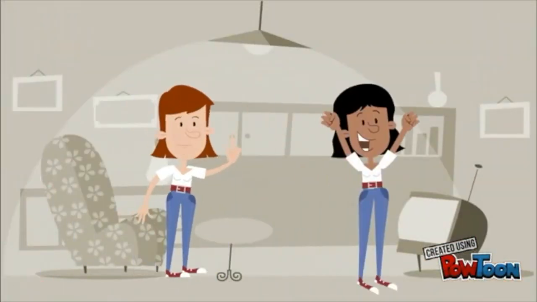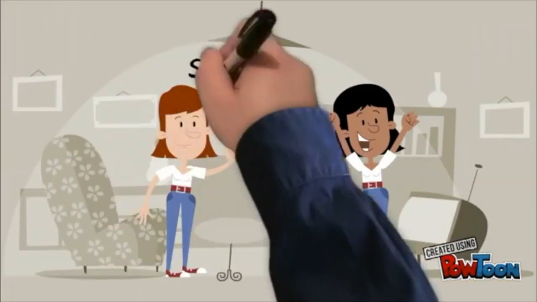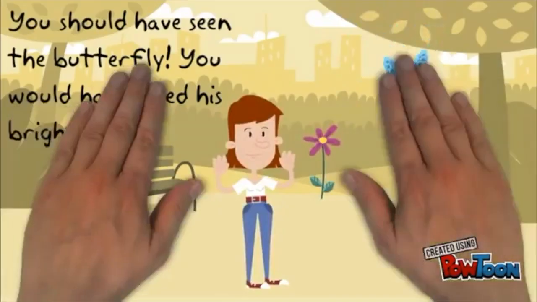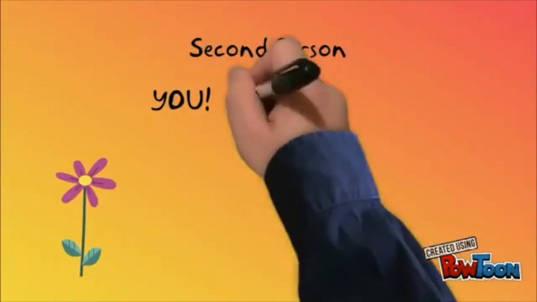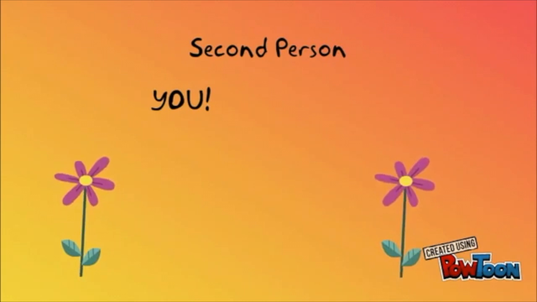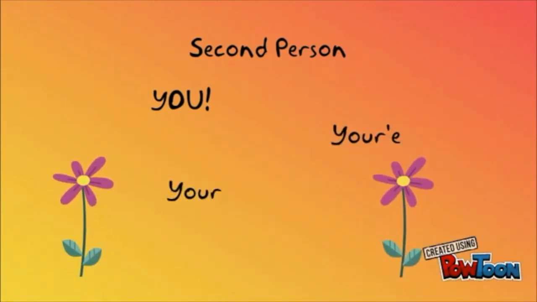Second person is a point of view where the narrator tells the story to another character using the word you. When using second person, the author could be talking to the audience. We can tell this by the use of you, your, or yours.